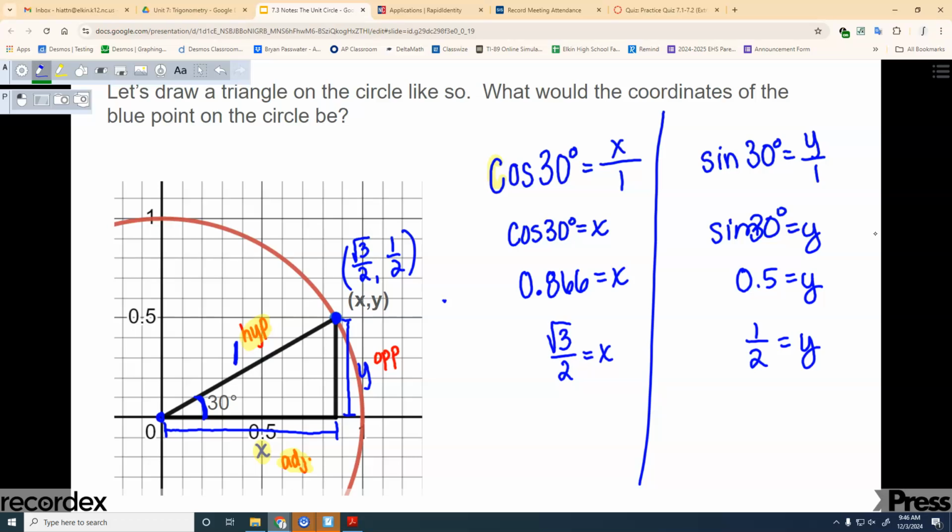Okay, so we will be adding this to our unit circle document come Thursday. We've got to do the check-in tomorrow for that, but this is where it comes from.